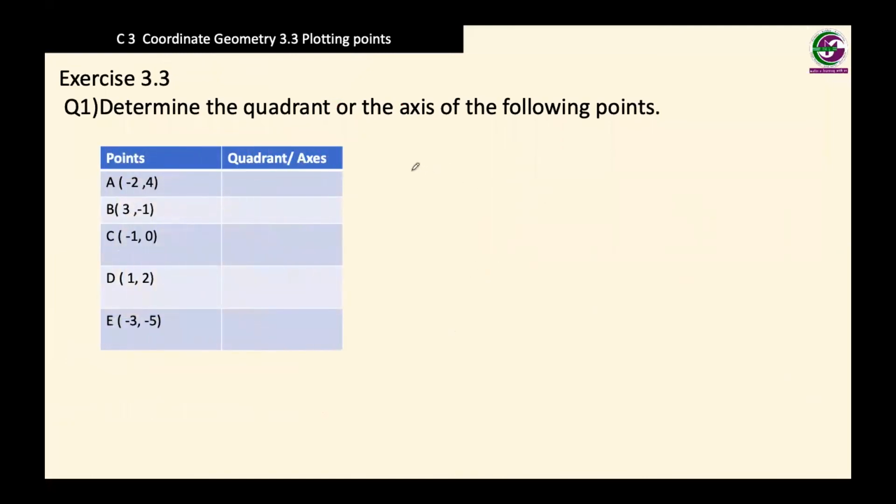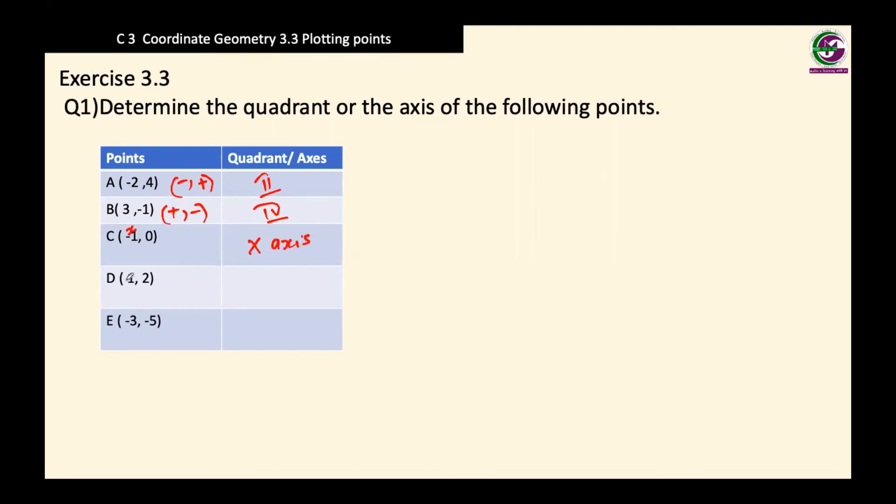Determine the quadrant or the axis of the following points. -2, 4. Negative and positive is in the second quadrant. Very good. Positive and negative is in the fourth quadrant. 0. If you have a 0, it will be an axis. Which axis? Axis for the 0 value. The 0 value is y, so it is x-axis.